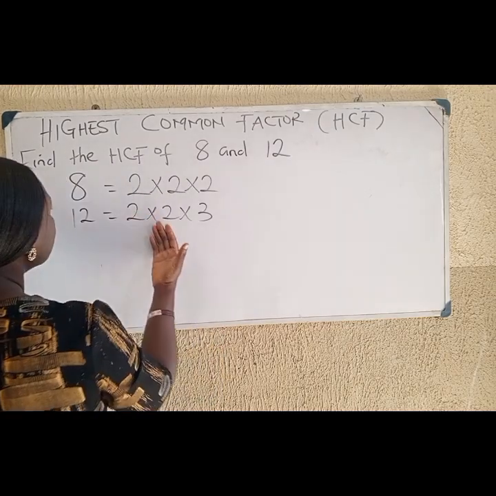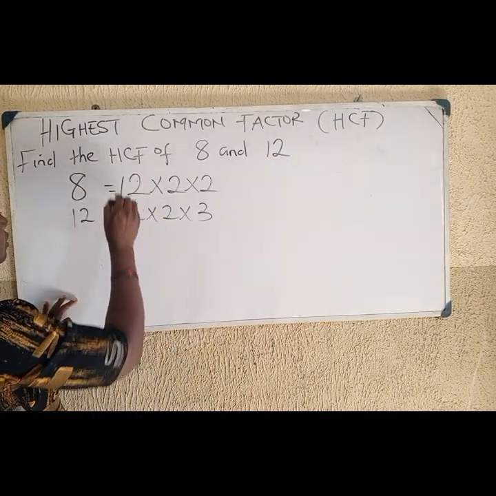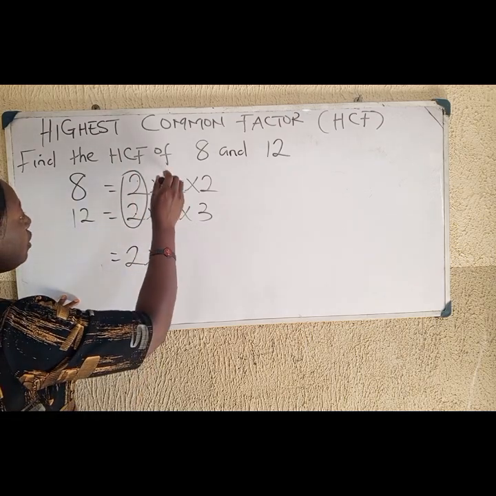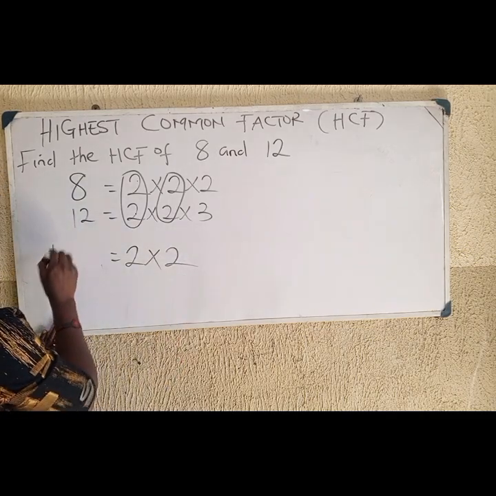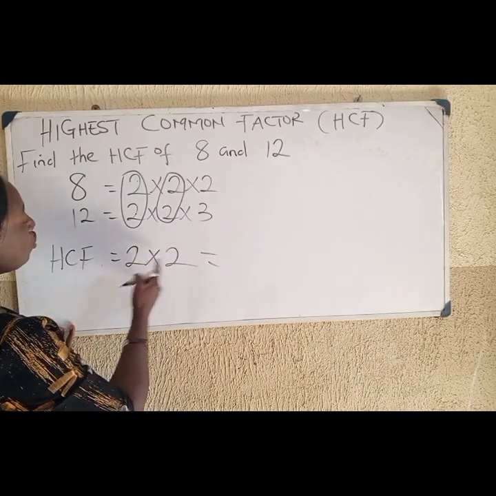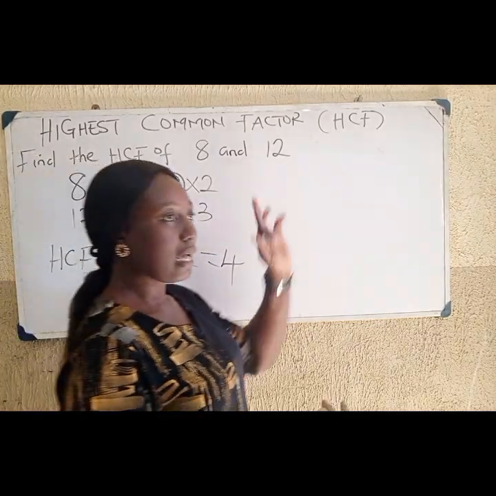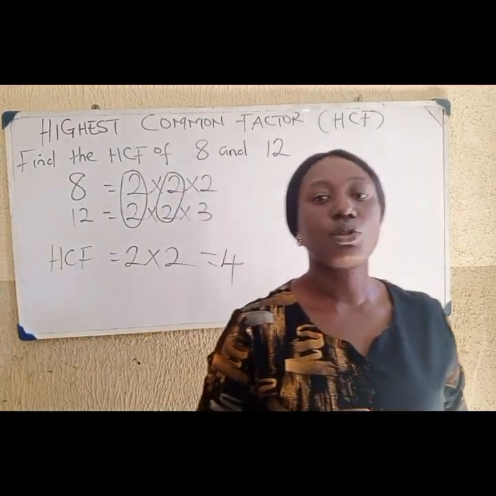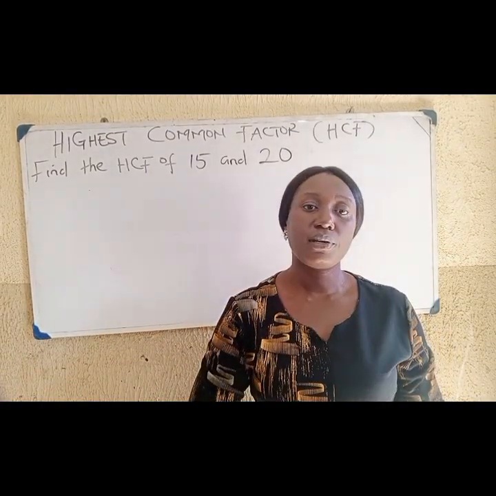So, having done this, now I'll bring out the common factors. So, this and this, they have in common. So I'll now write 2 times, they also have 2 again in common, and there is nothing again. So HCF of 8 and 12 is equal to 2 times 2, which gives us what? 4. So you see that we still have the same answer using the prime factor method. I hope it's clear.